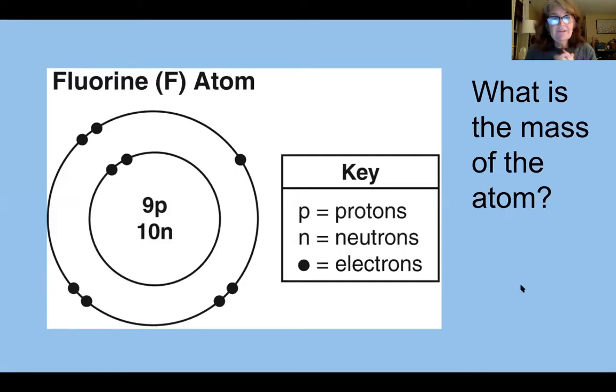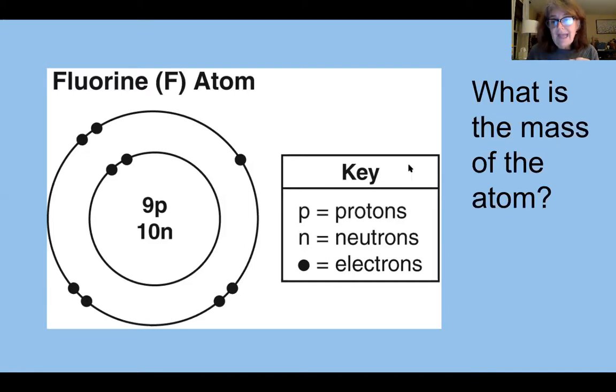And here we have it. This is a fluorine atom, and I know it's a fluorine atom because it has 9 protons. And if you go to the periodic table and you look for the element that has the small number 9, that is fluorine. 6 is carbon, 7 is nitrogen, 8 is oxygen, 9 is fluorine. Every single fluorine atom has 9 protons. If you don't have 9 protons, you're not fluorine. You're something else, but you're not fluorine.